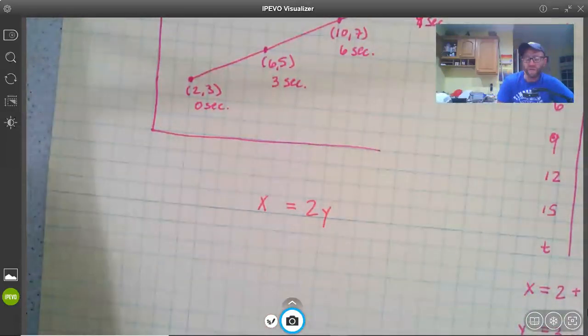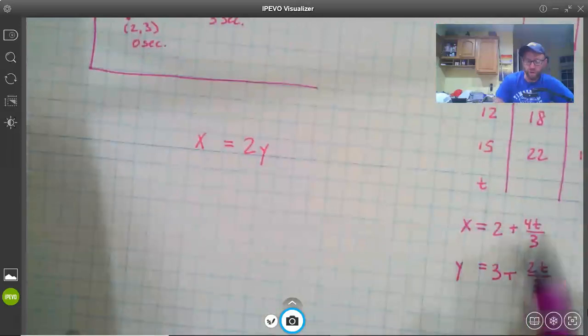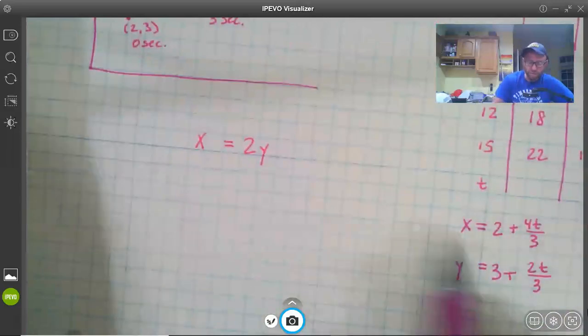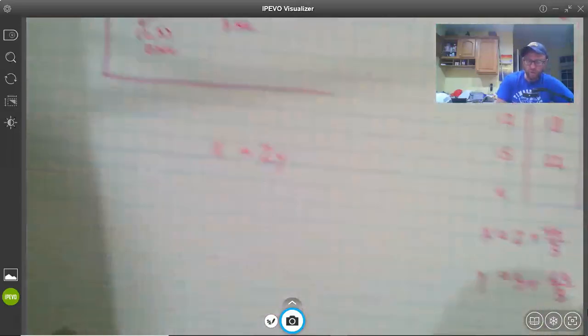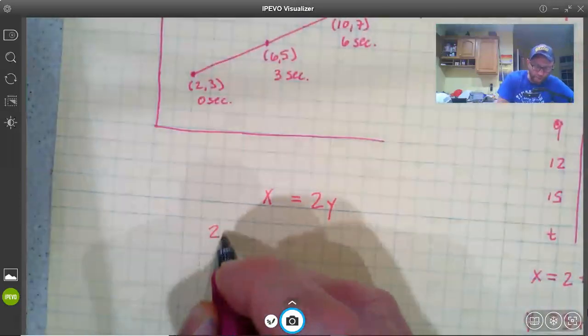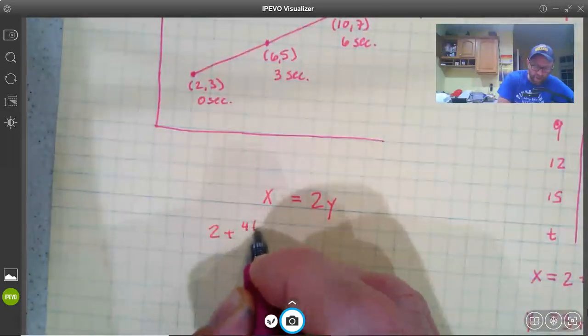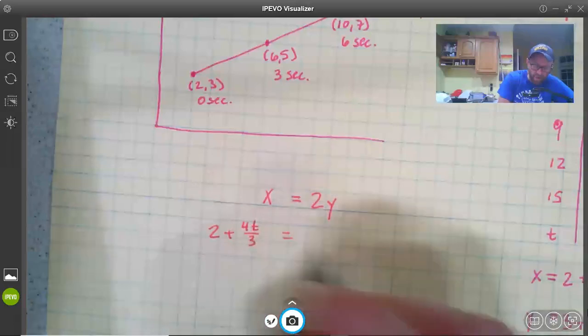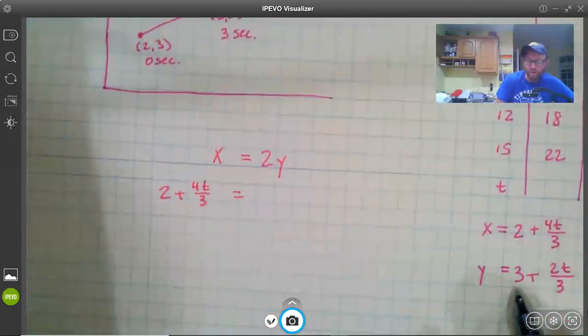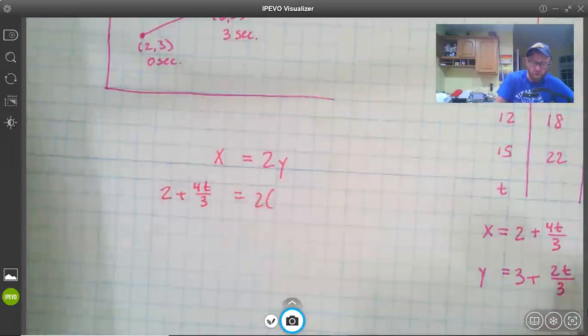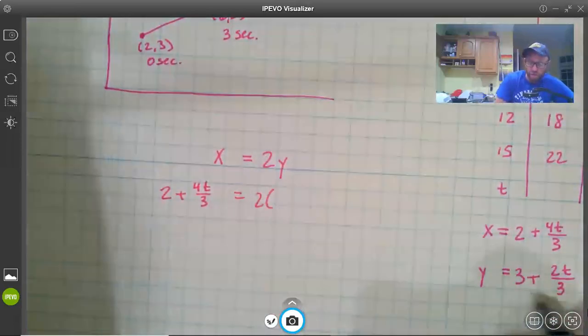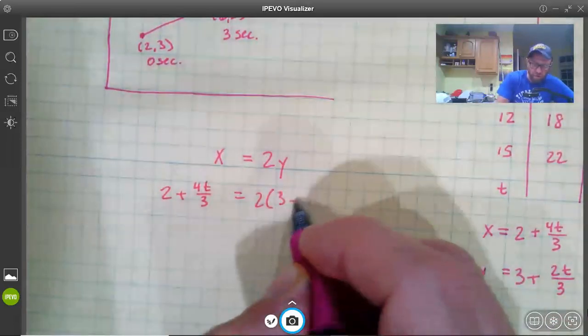Well, if we want to find the time, we have our two expressions down here. So I can substitute 2 plus 4t over 3. And over here on the y side, I'll substitute, I've got my 2 times 3 plus 2t over 3.